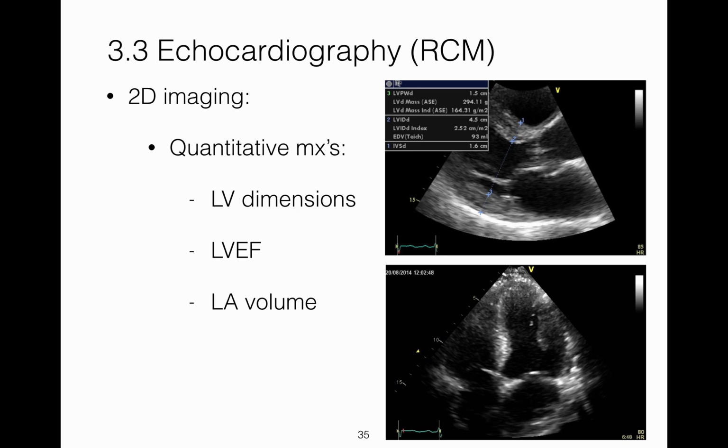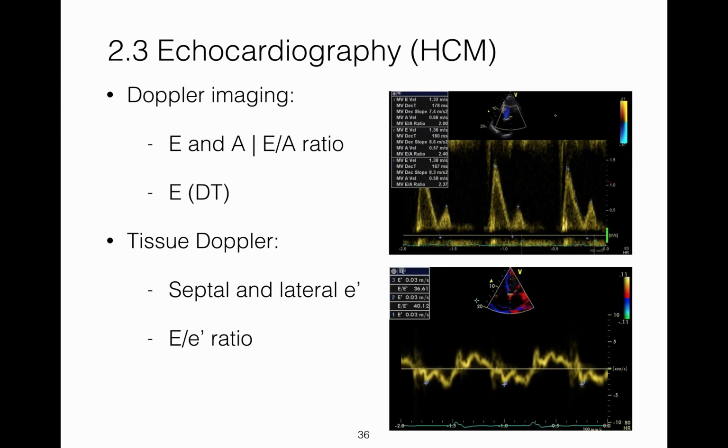Quantitative 2D measurements needed in these patients include LV dimensions, left ventricular ejection fraction, and LA volume. Several Doppler measurements are needed in these patients. These include mitral valve E and A velocities and E over A ratio. A typical restrictive pattern, as shown on the right of the slide, includes a high E wave velocity and a low A wave velocity. An A wave velocity less than twice the velocity of the E wave.